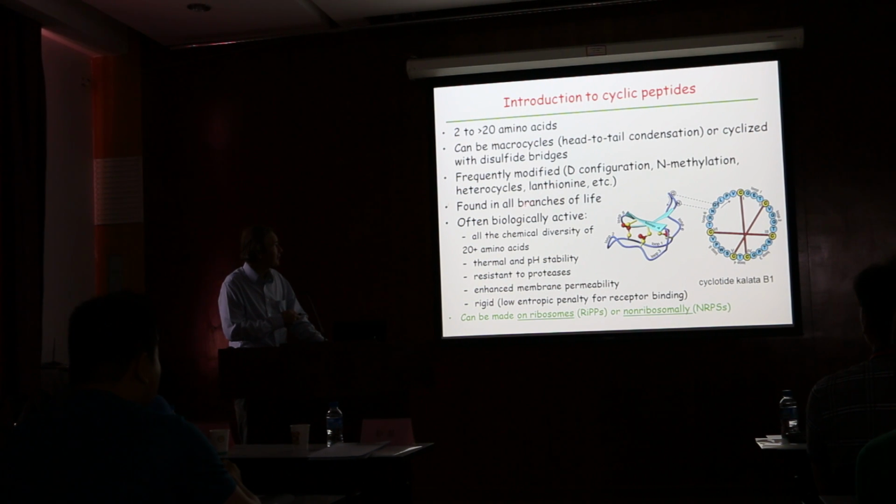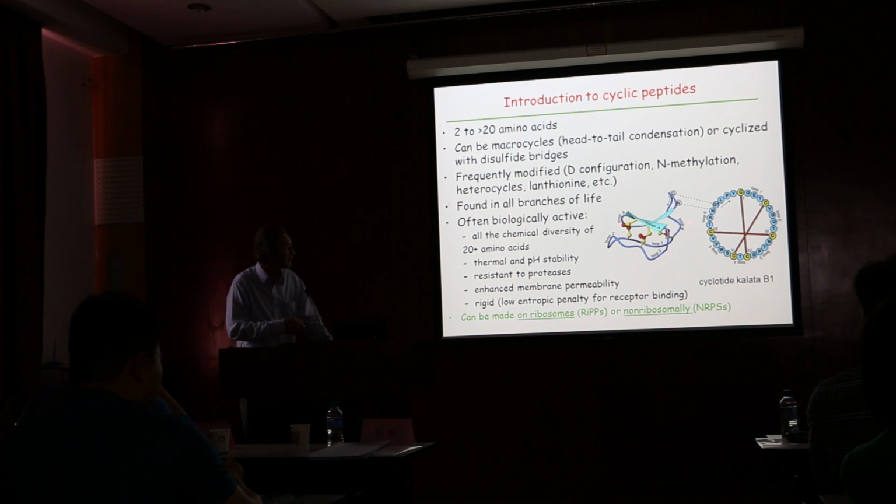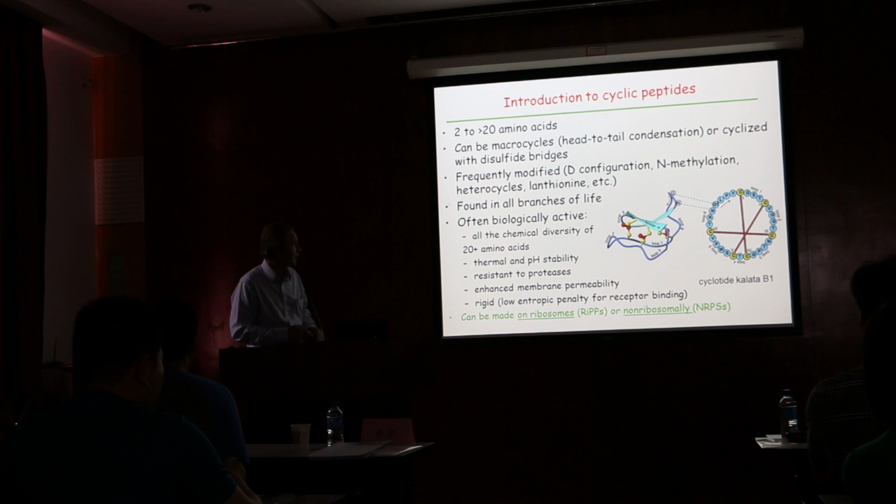Acids. They're found in all branches of life. They're often very biologically active. So this is an example of a cyclic peptide that comes from a plant. And you can see it's about 20 amino acids in a ring, and it has very unusual three-dimensional structure, including multiple disulfide bonds that fold it up and keep it in this rigid shape.